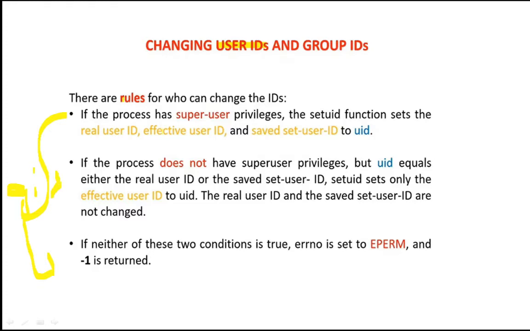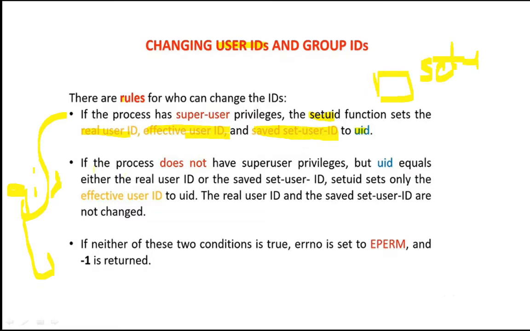The first rule is, if the process has super user privileges, in that case the setuid function is going to set the real user ID, effective user ID and saved set user ID to the UID. If you have super user privileges and you call the setuid function, this function is going to assign whatever parameter you pass, that ID, to your real user ID, effective user ID, and the saved set user ID.